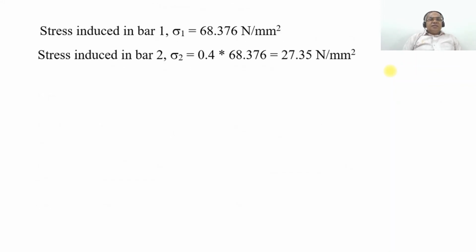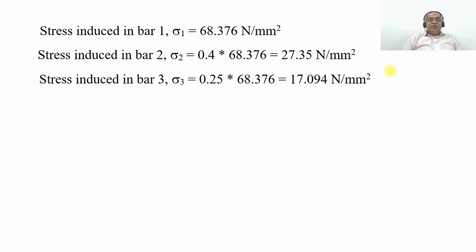Now, similarly, stress induced in bar 2, sigma 2, will be equal to 0.4 into sigma 1. Substitute the value of sigma 1 as 68.376, that is 0.4 into 68.376. On simplification, you are going to get 27.35 Newton per mm square. Similarly, stress induced in bar 3, which is sigma 3, will be equal to 0.25 into sigma 1. So 0.25 into the sigma 1 value of 68.376. On simplification, you are going to get 17.094 Newton per mm square.